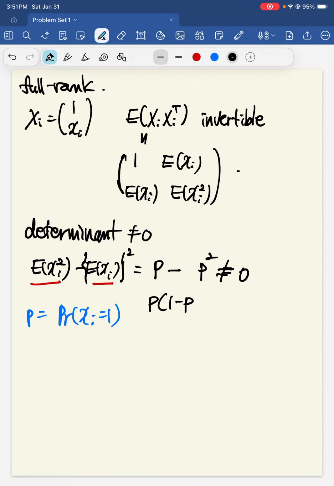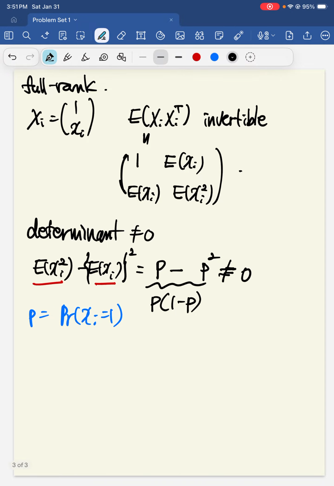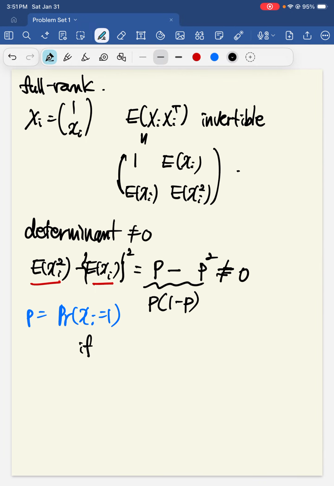Obviously, you can rewrite this in this way. So if P is 0 or P is 1, then this determinant becomes 0, so we would like to avoid them. We cannot allow P to be 0 or 1. That is also intuitive. Let me intuitively explain that. If P is 0, then it is not invertible.